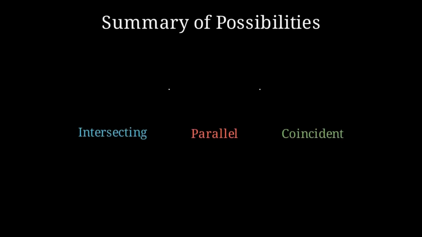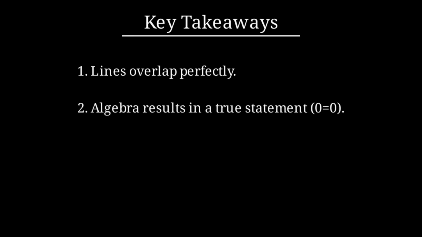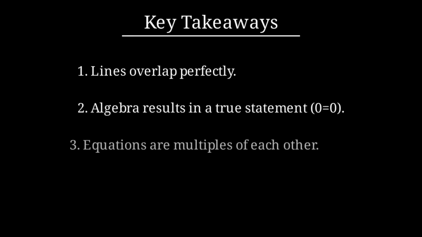To recap, intersecting lines have one solution. Parallel lines have no solutions because they never touch. Coincident lines have infinite solutions because they are actually the same line. Remember these three signs of infinite solutions. Visually, the lines overlap. Algebraically, you get a true statement like 5 equals 5, and structurally, one equation is just a scaled version of the other.